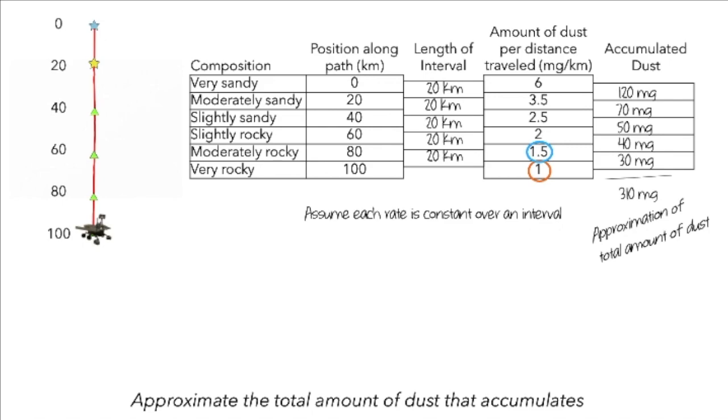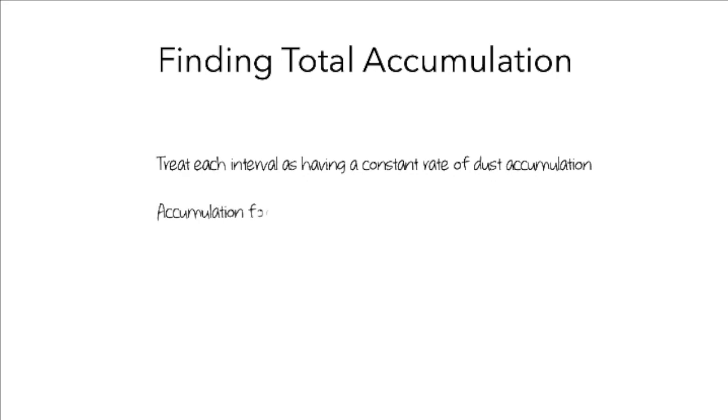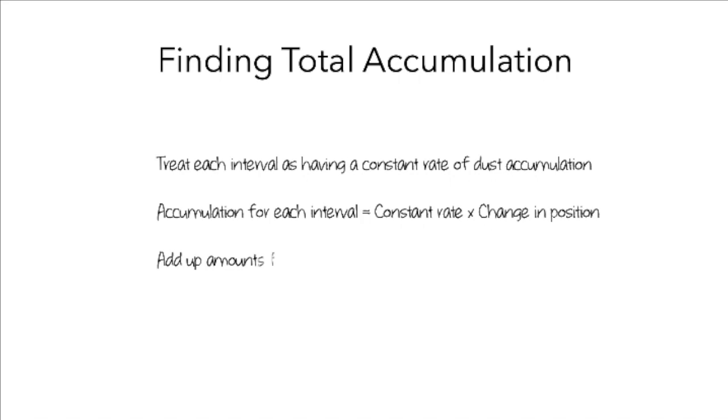Now, to summarize our general method, to make an estimation of the total amount of a quantity that has accumulated, we treat each interval as having a constant rate of accumulation. In this example, we always used the rate at the beginning of each interval, but we could also have used the rate from the end of each interval. Then, we find the amount of accumulation over the interval by multiplying the constant rate times the change in position. Then, we add up the amounts from each interval to get the approximation of the total amount of dust that has accumulated.